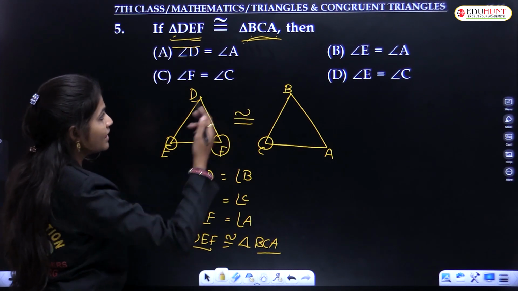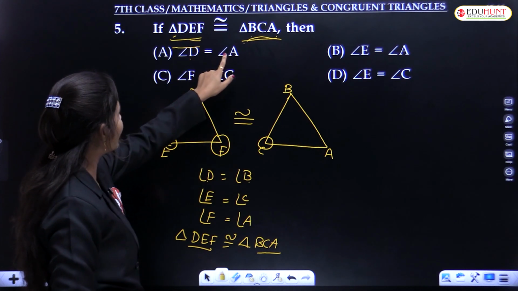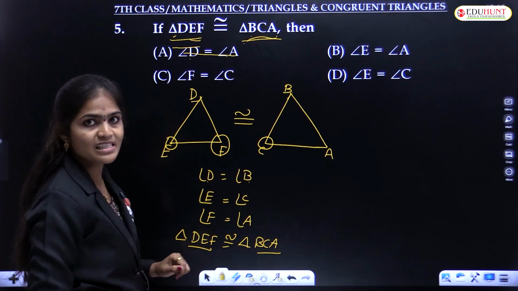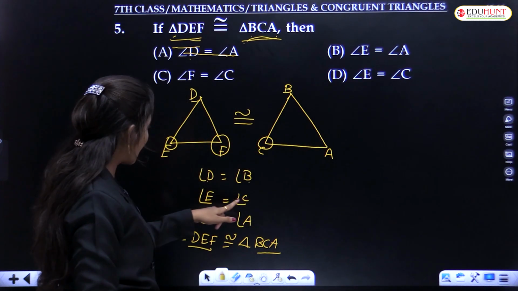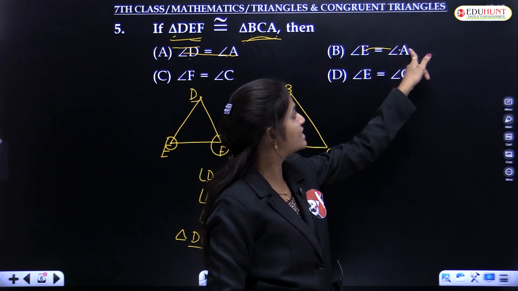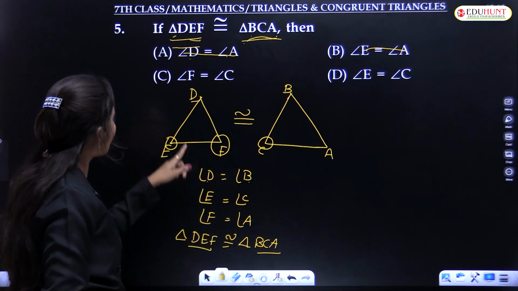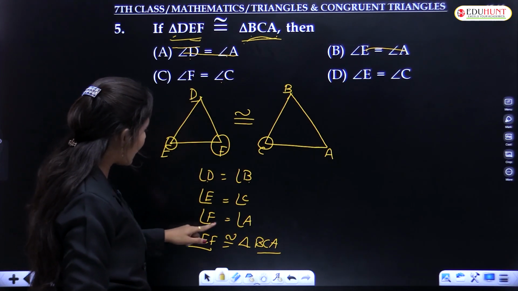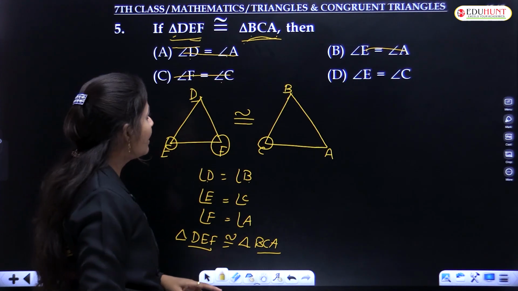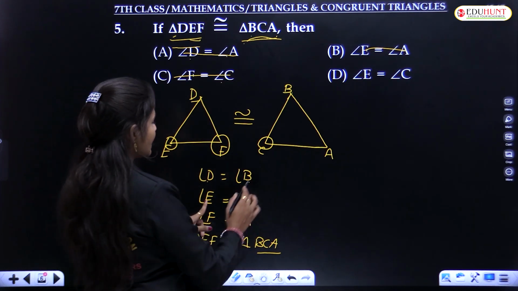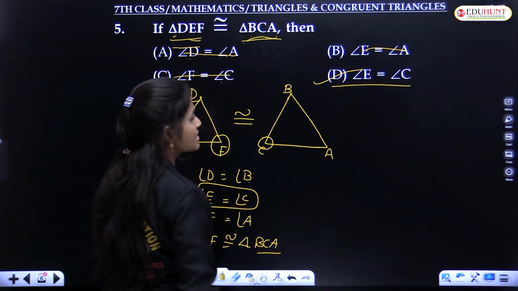Now, which pair did they give? It should be angle D equals angle B, but they gave angle D equals angle A. So that is the wrong statement. And angle E should equal angle C, but they gave angle E equals angle A. So that is also a wrong option. Next, angle F should equal angle C, but they gave angle F equals angle A, so this is also a wrong option. Next, angle E is equal to angle C. This condition they have given, so that is correct.